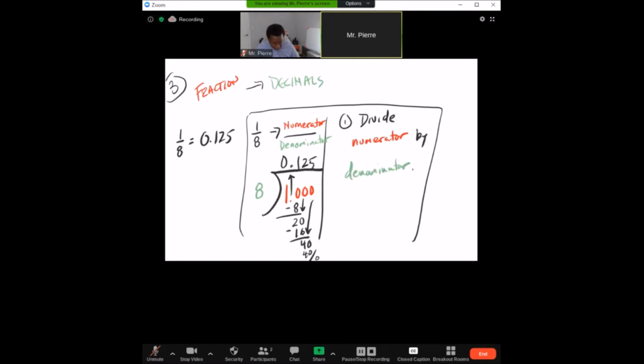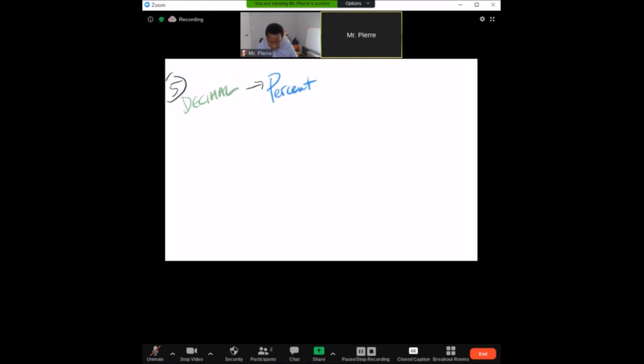And then last but not least on our list is what we were calling number 5. Number 5 is converting a decimal into a percent. So how do we convert a decimal to a percent? The decimal we're going to have is 0.75. We're going to convert that to 75%. Well, what do we do? Step 1 is we're going to multiply by 100. And what that looks like is wherever the decimal is, we're just moving it over 2 places.